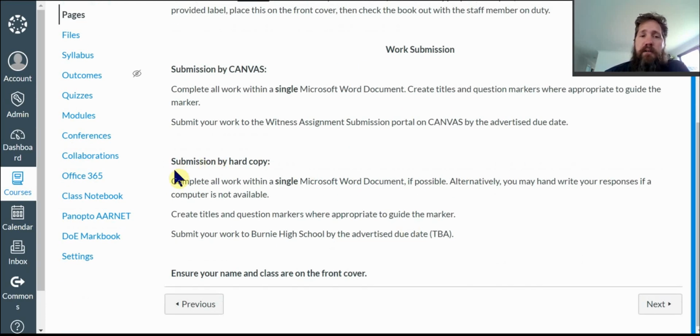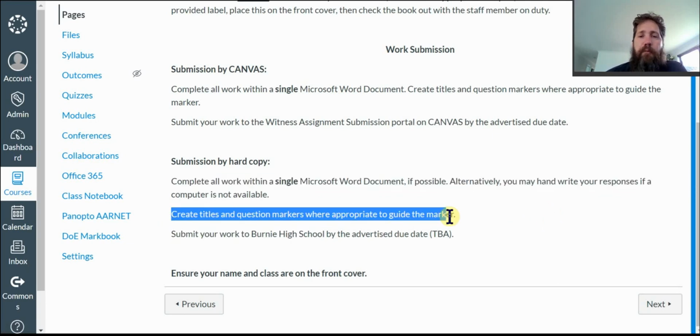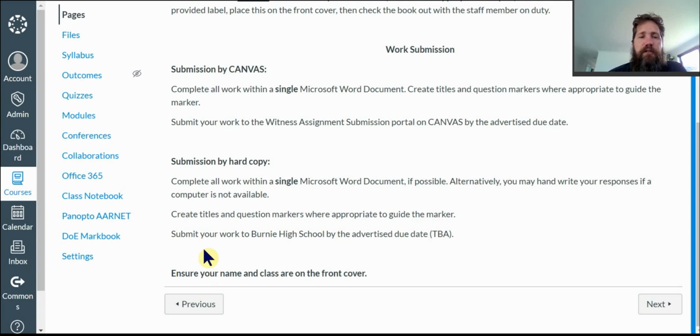If you're submitting by hard copy, once again, please type up all of your work on a single Microsoft Word document. You may handwrite your responses if there is no technology available to you, but please let us know. Create appropriate titles and submit by the due date.